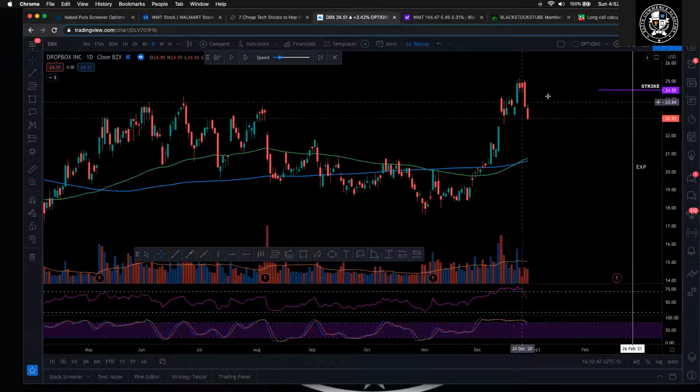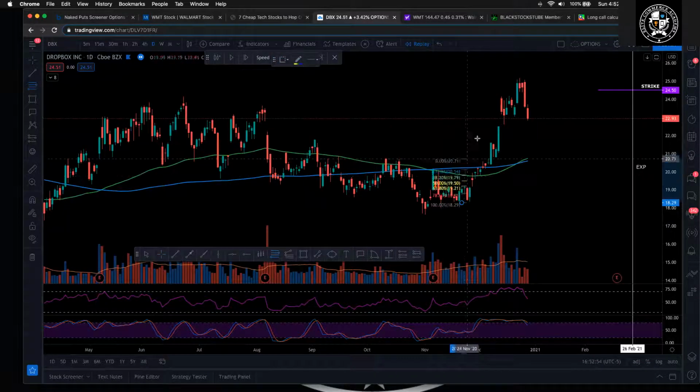Let's go forward. Okay, boom. Now I'm putting on the fib. So now I know that price is retracing. Once it starts retracing, I can put the fib on. So I go from swing low to swing high.